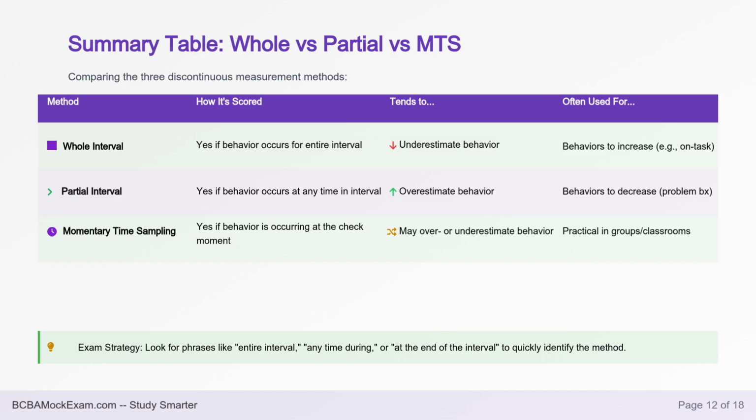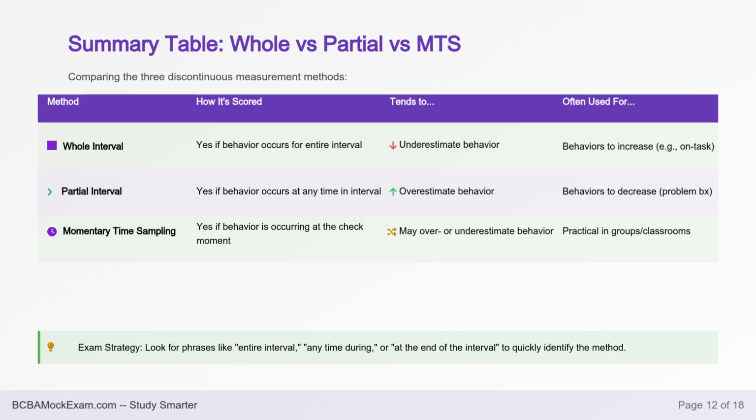Whole interval scores yes only if behavior occurs for the entire interval, and it tends to underestimate behavior, so it's often used for behaviors you want to increase, like on-task engagement. Partial interval scores yes if the behavior occurs at any time in the interval and tends to overestimate behavior, so it's commonly used for problem behaviors you want to decrease.